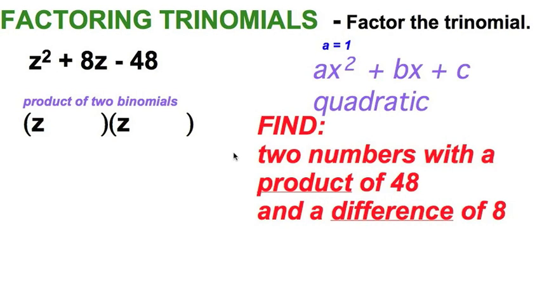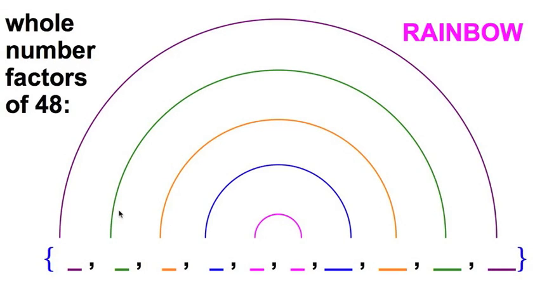Put that in English, we're looking for criteria like this. I want to imagine two whole numbers, that is if it can be factored at all, that have a product of 48 and a difference of 8. So we're going to explore the whole number factors of 48 for this problem. Now, I know you may have called it the rainbow. I don't really care what you call it. But let's just review our divisibility rules.